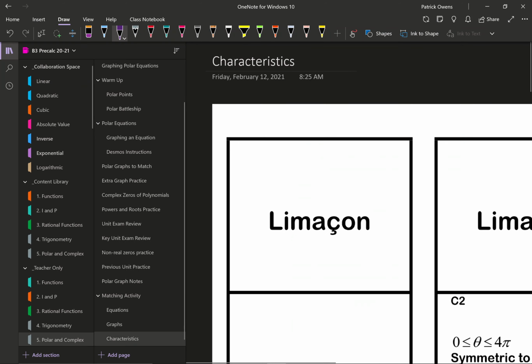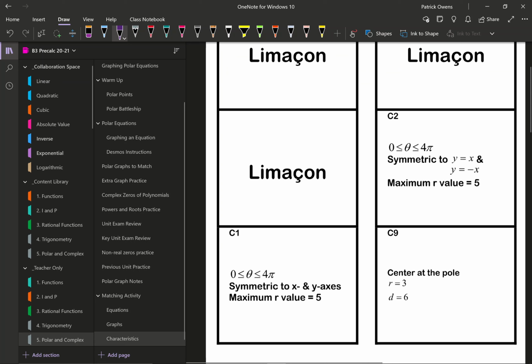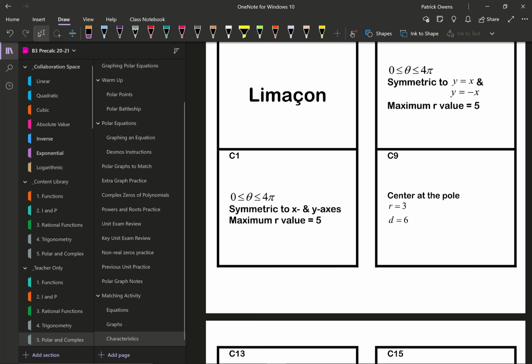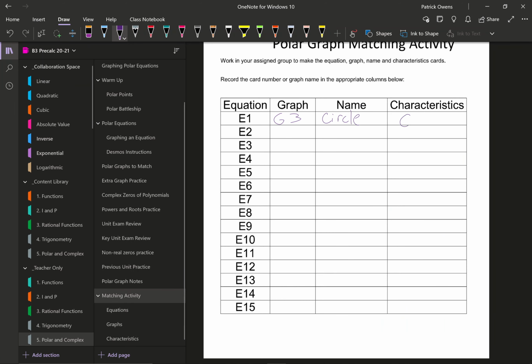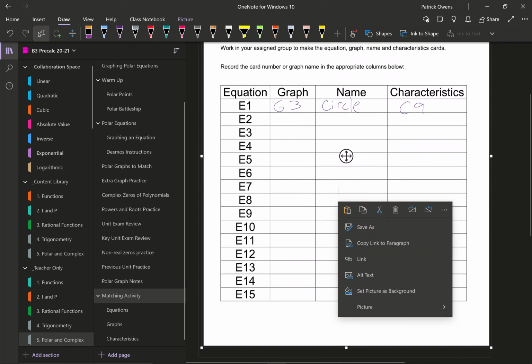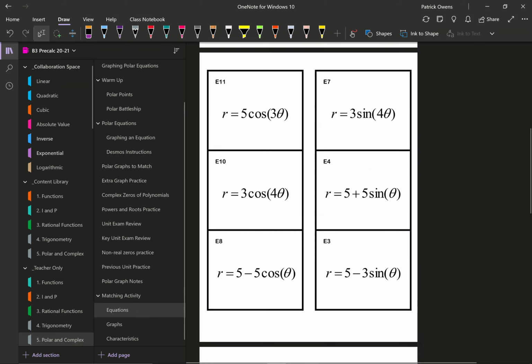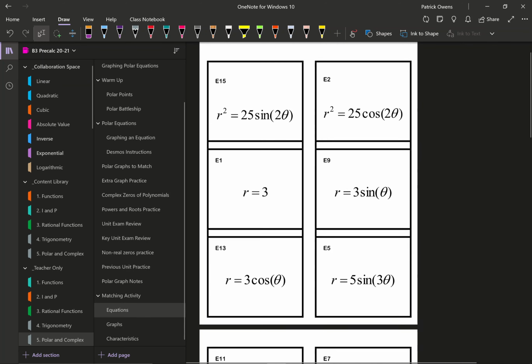As far as characteristics go, we have some of the names there, and we want to see if there's one that matches up with a circle. We've got r is equal to 3 as our equation, and so it's going to be C9 here because our radius is 3 and our diameter is 6. Now we try and find our equation E2. We've done E1, great.